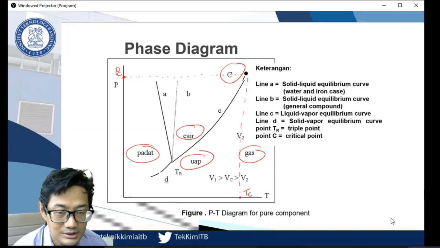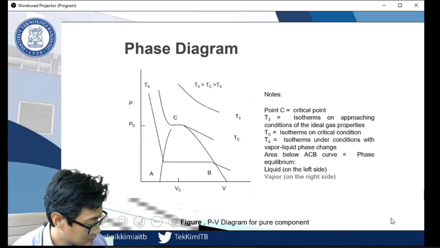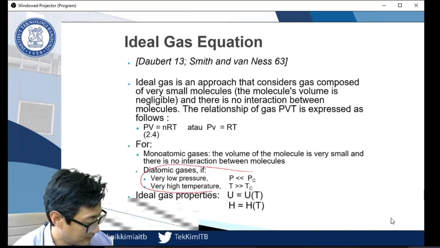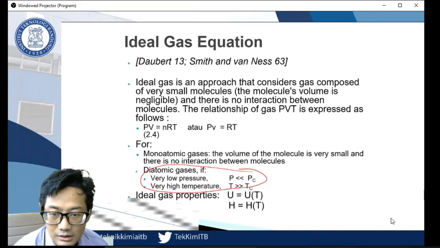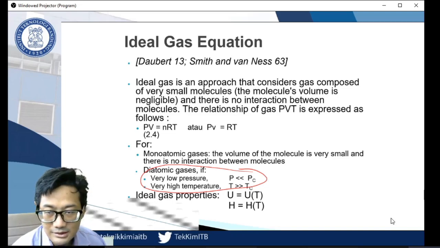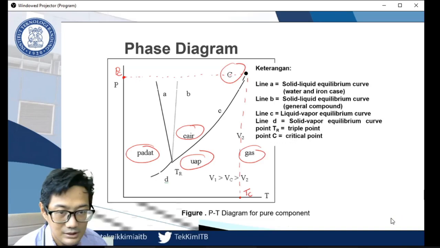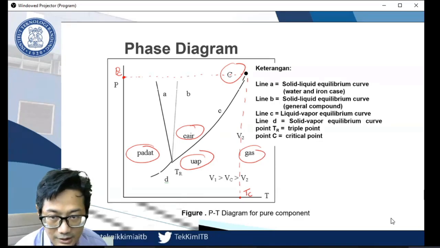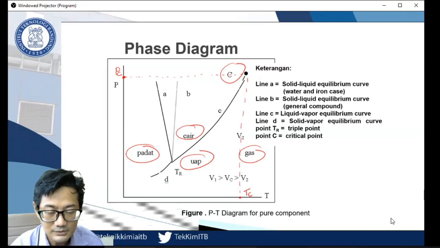last class we discussed about this ideal gas, and this is the condition. The operating pressure is much lower than critical pressure, while the operating temperature is much higher than critical temperature. So, based on this condition, can you predict where is the location of ideal gas? Is it in the top right corner, top left corner, bottom left corner, or bottom right corner?